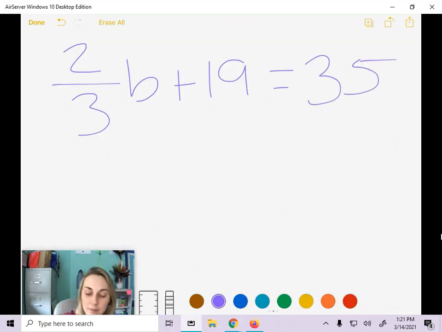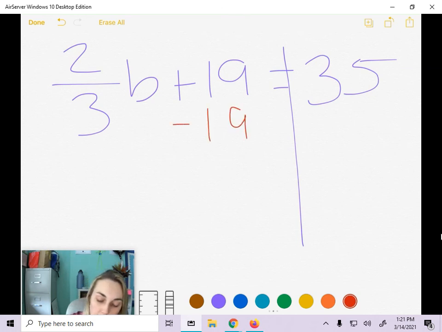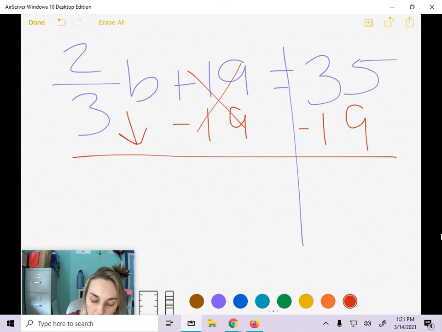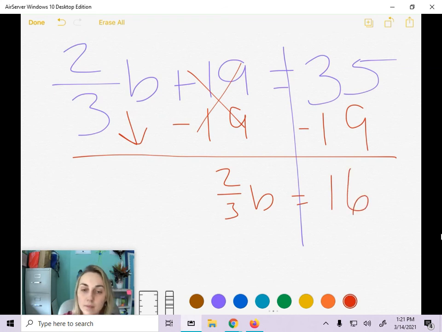All right, so first step is to put our balance beam through the equal sign. We want to get rid of the constant first. So the constant in this case is 19. The opposite of positive 19 is negative 19. I'm going to do that on both sides. So I'm going to bring this down because these cancel out. So 2 over 3b is equal to 35 minus 19. That's going to leave me with 16.